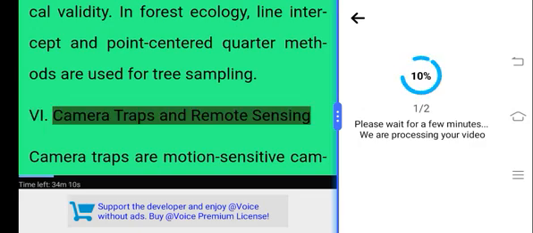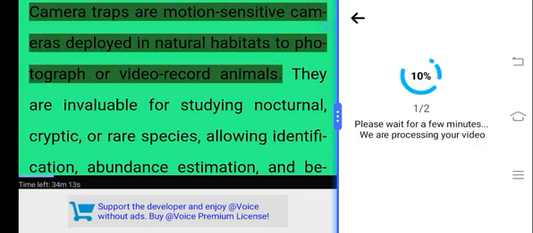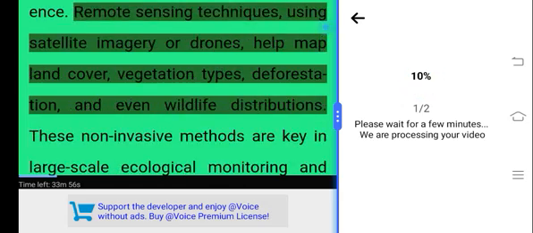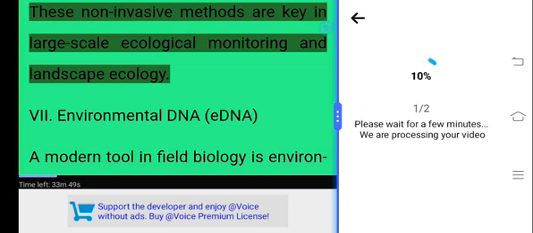6. Camera traps and remote sensing. Camera traps are motion-sensitive cameras deployed in natural habitats to photograph or video record animals. They are invaluable for studying nocturnal, cryptic, or rare species, allowing identification, abundance estimation, and behavioral analysis without human presence. Remote sensing techniques, using satellite imagery or drones, help map land cover, vegetation types, deforestation, and even wildlife distributions. These non-invasive methods are key in large-scale ecological monitoring and landscape ecology.